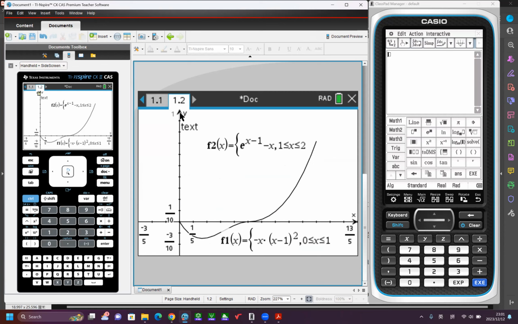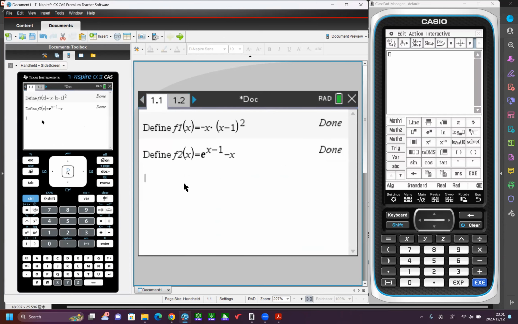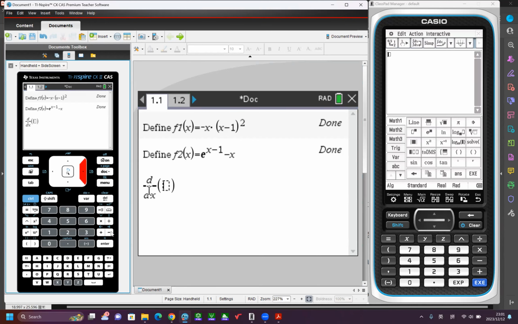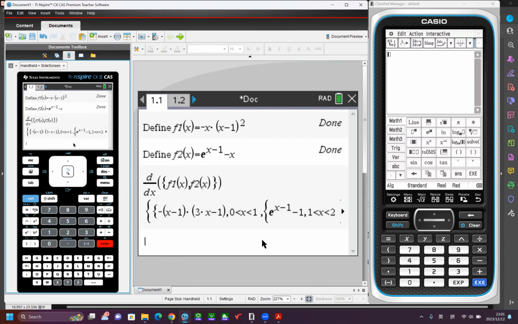All right, so the next thing I'm going to do is for the second part. If I've got 2 bits as 2 parts of the piecewise function, I will be differentiating them at the same time. So I will try shift minus dx, and curly bracket, f1 of x, comma, f2 of x. All right, so we can get 2 expressions in one attempt. And let's go back and copy these 2 down, see how we go.